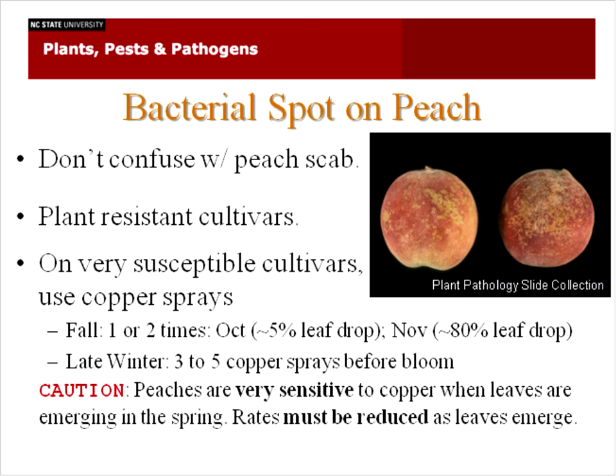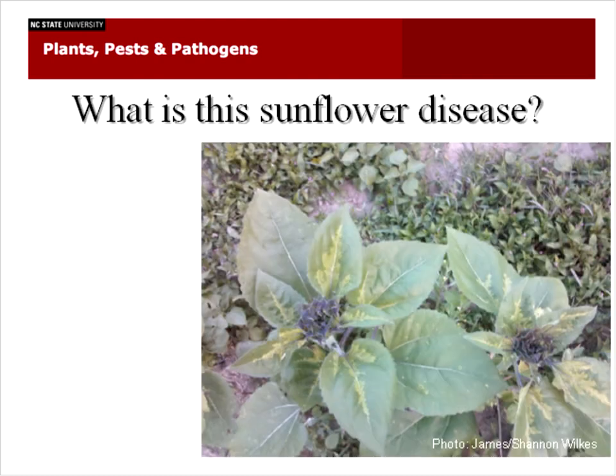And if you do have cultivars that are very susceptible, you can use copper sprays, but again, this has to be done very carefully because they are so sensitive. We're talking in the fall, one or two applications, one in October when you've got leaf drop beginning, and one in November after leaf drop is nearly complete, and then in the late winter, 3 to 5 copper sprays before bloom to help you get ahead of the bacterial spot problem. And again, be very careful with the rates on peach, because once the leaves start coming out, they are extremely sensitive. So any kind of copper application after bloom in peaches is very risky.